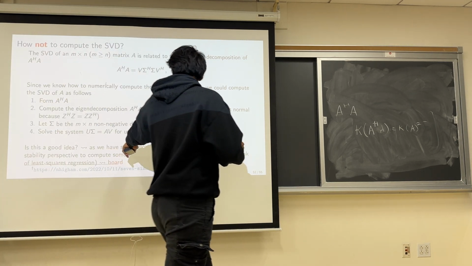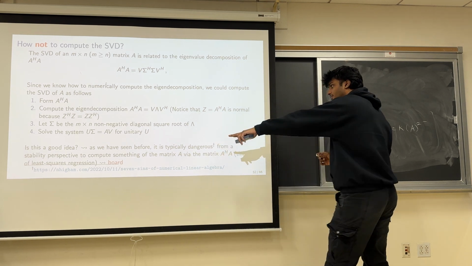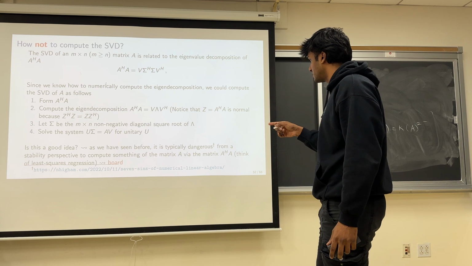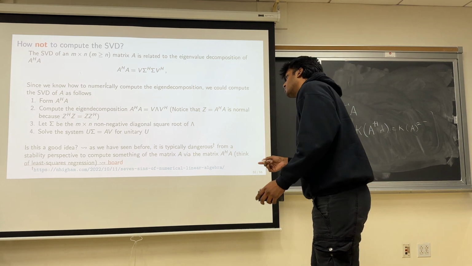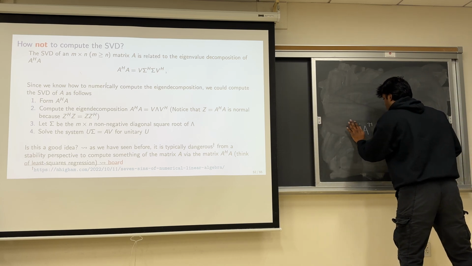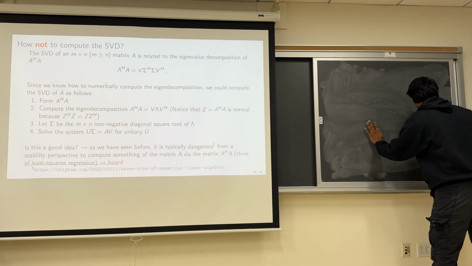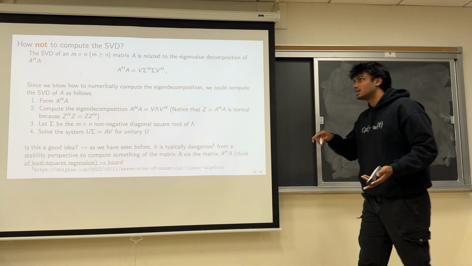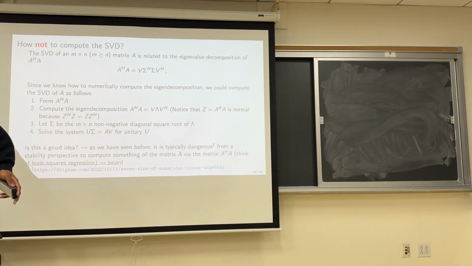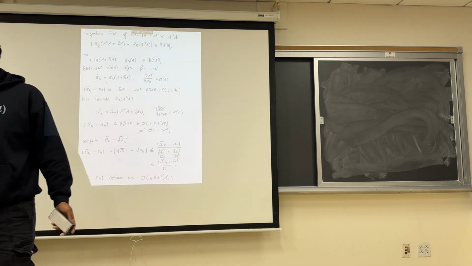As we have seen before, it is typically dangerous from a stability perspective to compute something of the matrix A via the matrix A Hermitian A. Think of least squares. This is the reason we did not solve the normal equations, A transpose A x is A transpose b. That is the true solution of the least squares, but we did not solve that because it squares the condition number.